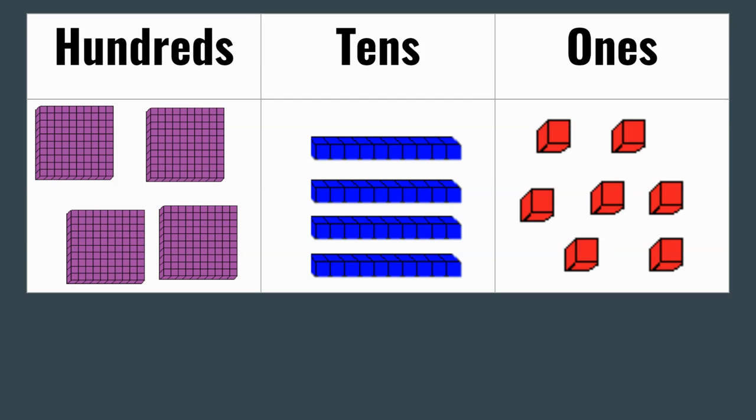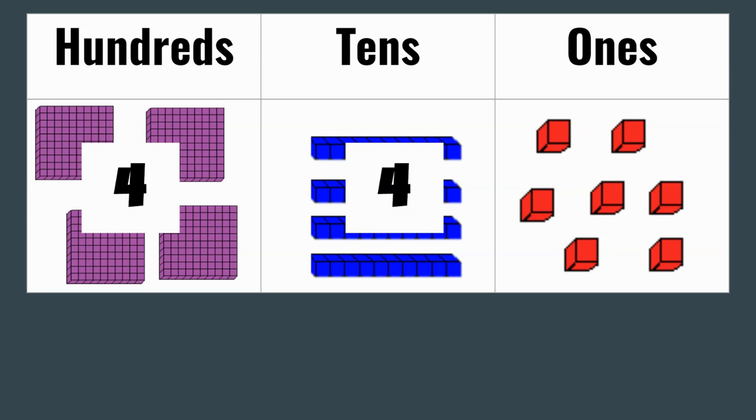How about this one? Very good. First, count how many squares there are in hundreds. There are 4. How about in tens? 4 also. And lastly, in ones? 7. So the answer will be 447.